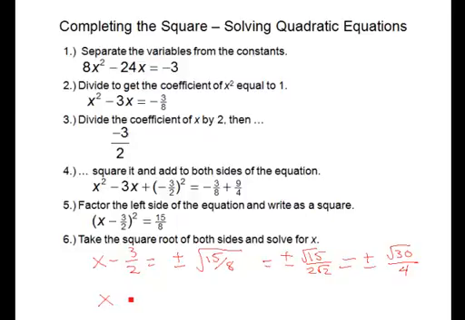Okay, now I have to add 3/2 to both sides of the equation. Over here I'm going to get x, and I'm going to add my 3/2 over here plus or minus the square root of 30 over 4. And that's my answer.